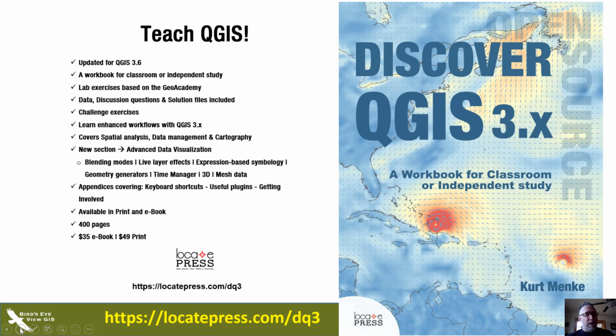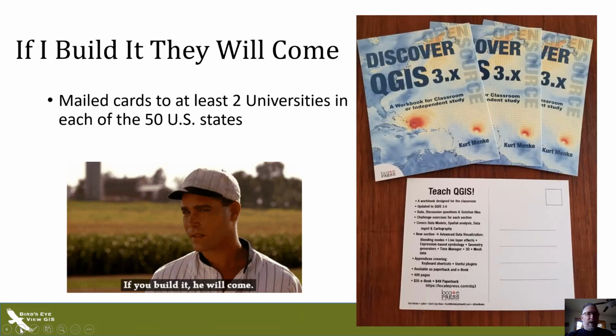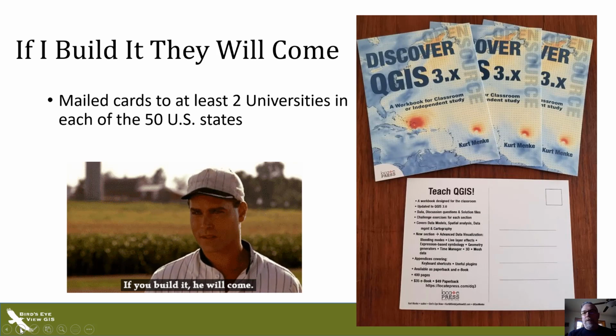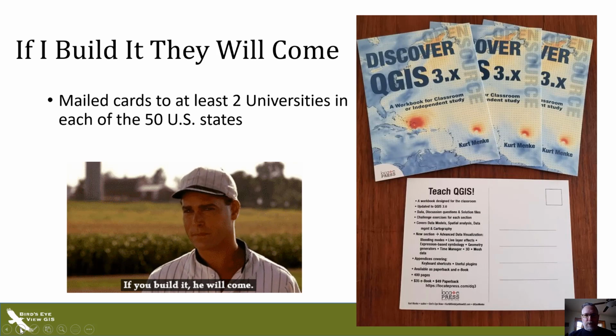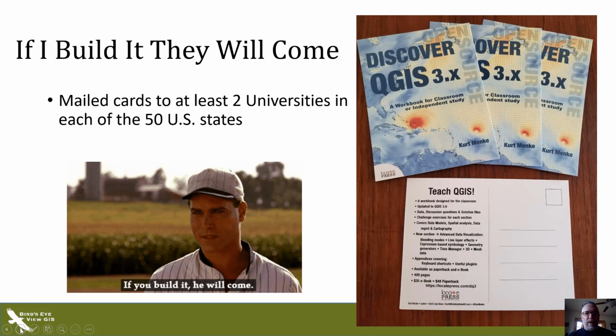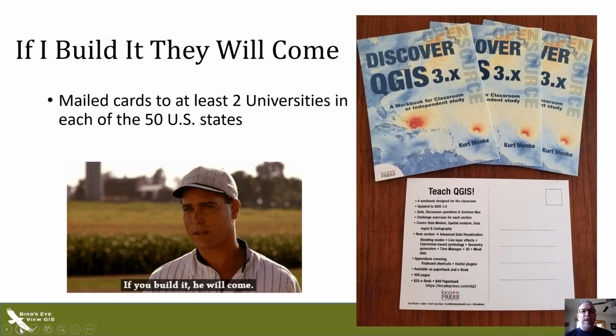And this is another book published through Locate Press. So again, my idea is kind of like, if I build it, they will come. And I had this idea this spring when it got published to get these postcards printed out and to mail them to professors. And so I spent weeks looking up the 2 top universities teaching geography or geospatial in all 50 US states. And I would send all the professors in that department one of these postcards. So I sent out 400 different cards this spring.